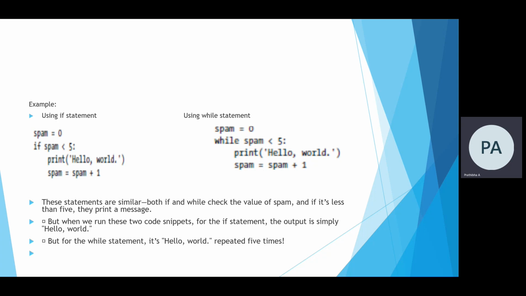So you can see in the if statement, if the condition is true, we execute and print the statement hello world one time. But here, if the condition is true, we execute it and print the same statement repeatedly, 5 times. So this is the main difference between if and while.